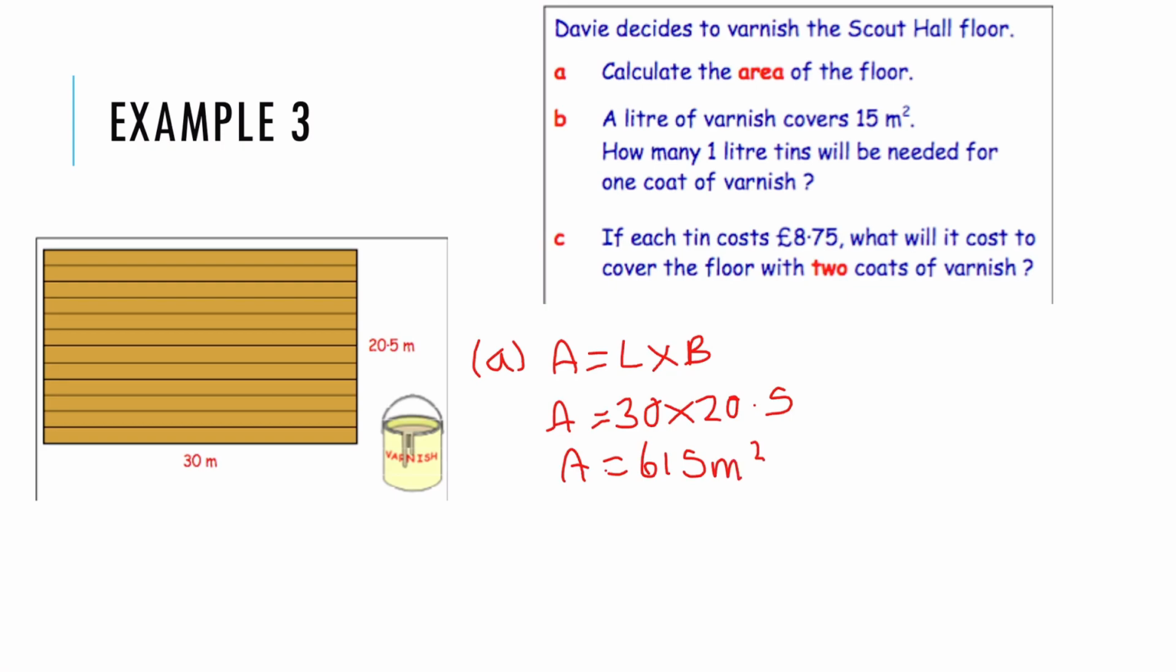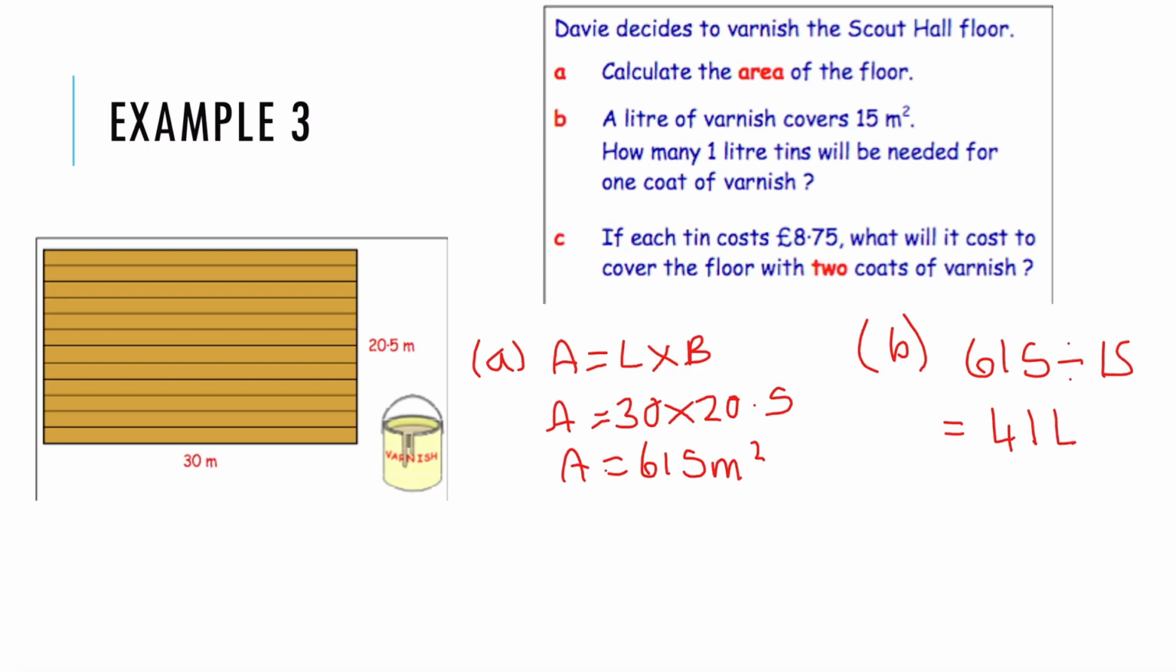Again guys, the same as the circle, the same as volume. It is really important that when we're doing this, we're laying out our working. Okay, so part B says a litre of varnish covers 15 metres squared. How many 1 litre tins will be needed for 1 coat of varnish? So in order to figure this out, we need to know, well, how many times does that 15 metres squared go into the full size of our floor, which is 615 metres squared, and that is a division sum. So we do 615 divided by 15, which gives me 41, which means we need 41 litres of paint to cover that floor once.